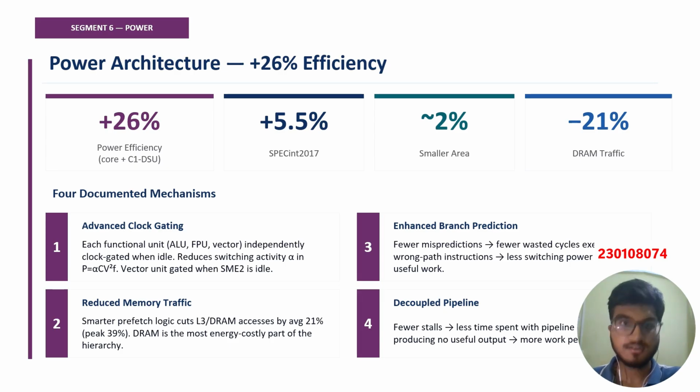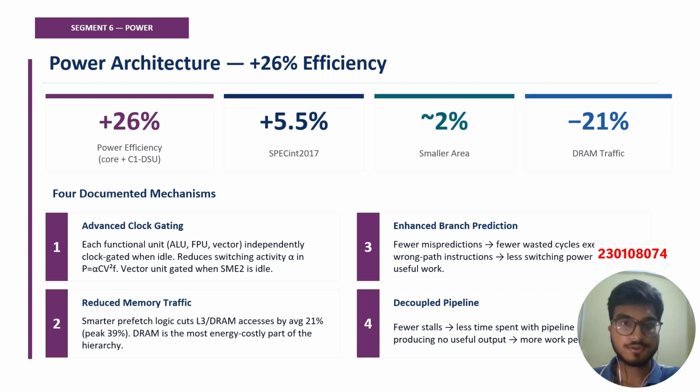Power efficiency is where the C1 Nano stands out, offering 26% better efficiency than Cortex A520, meaning more work per joule. This is achieved through four key methods. Method 1. Advanced clock gating. In this mechanism, the CPU reduces power by cutting the clock signal to idle units, minimizing switching activity. It aggressively gates unused components such as the vector unit when SME2 is idle.